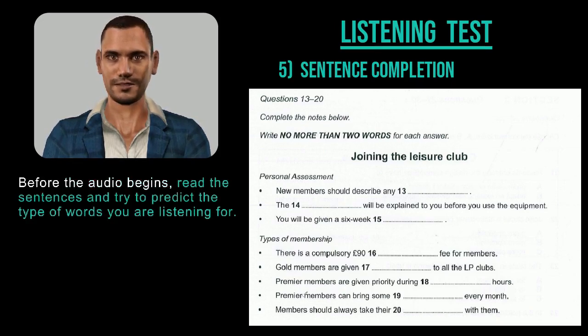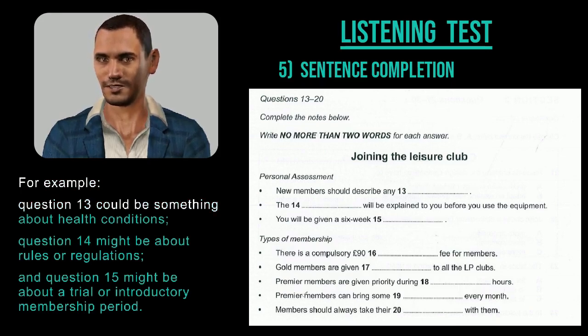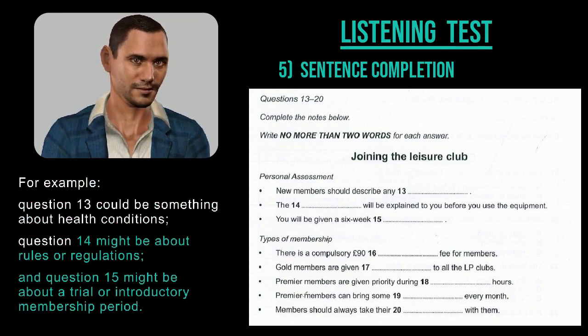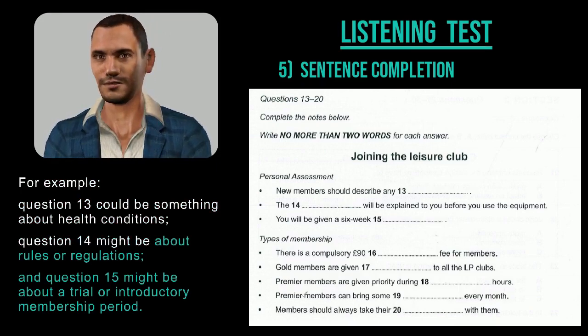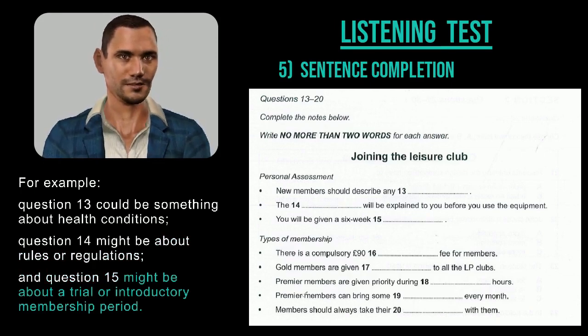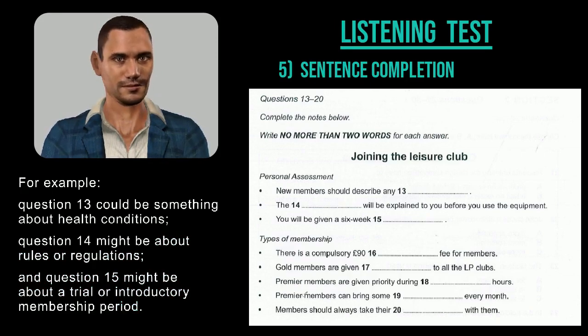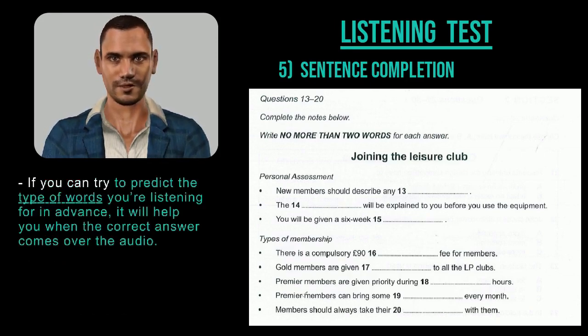Before the audio begins, read the sentences, and try to predict the type of words you are listening for. For example, question 13 could be something about health conditions. Question 14 might be about rules or regulations. And question 15 might be about a trial, or introductory membership period. If you can try to predict the type of words you're listening for in advance, it will help you when the correct answer comes over the audio.